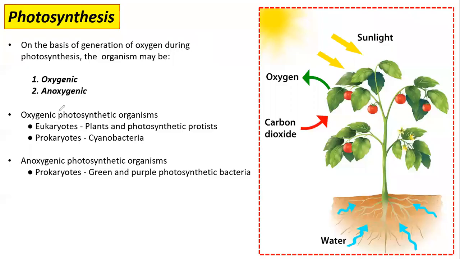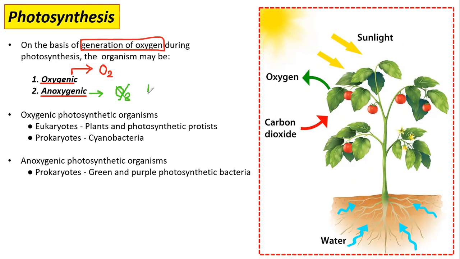Okay, the next topic, photosynthesis on the basis of the generation of oxygen. You know that the final product of photosynthesis is the generation of oxygen. So on the generation of oxygen, organisms can be of two types, that is oxygenic and anoxygenic. You know the difference between the both. Oxygenic means they will undergo photosynthesis and you will get oxygen as the final product. Whereas during anoxygenic, you will never get oxygen, the O2 molecule, as the final product.